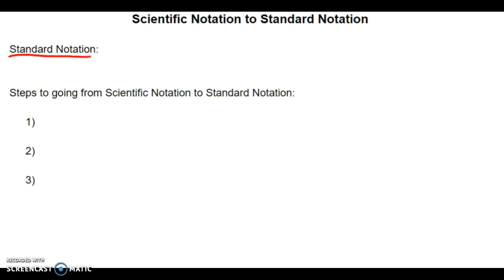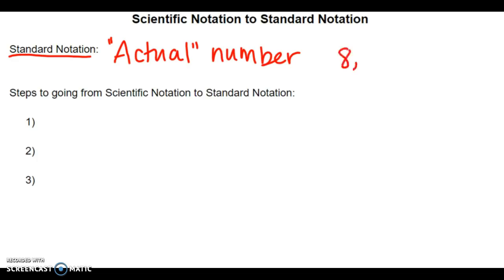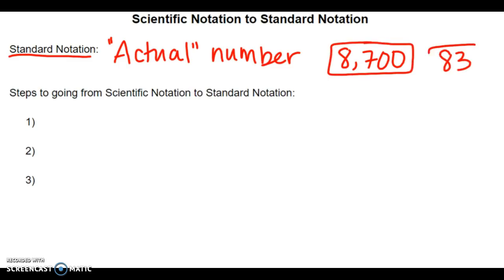Standard notation is when we have a number that is the "actual number." I wrote that in quotations just because it's kind of a different definition. It's the best definition I can come up with: just the actual number, what it ends up being. So for example, instead of writing a number in scientific notation, I would just write 8,700. This would be standard notation. Or like 83 would be standard notation. The actual number.